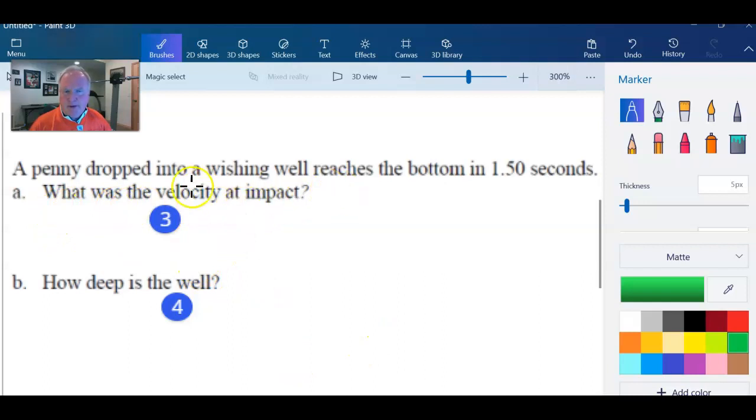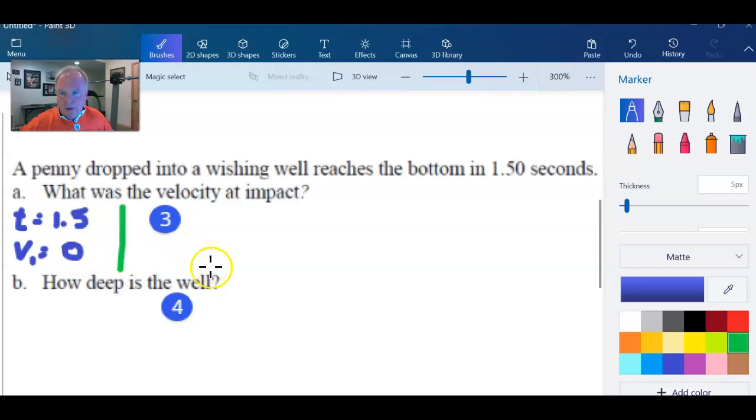What's the velocity of impact if we drop a penny into a wishing well and it hits bottom at 1.5 seconds? Right? Four column method. They tell us the time is 1.5 seconds. And they tell us the initial velocity, kind of. They hide it. They tell us it's dropped. And so it says 0.